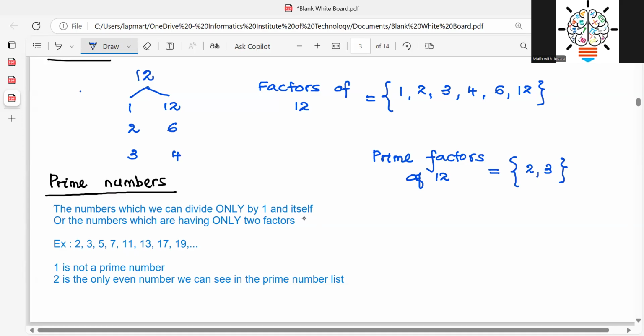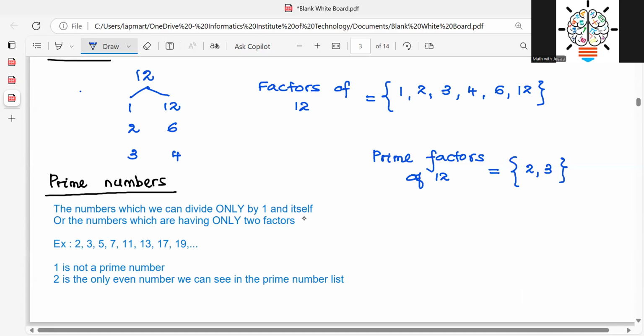So if they ask you to write factors of 12, you create the tree like this: 1 times 12, 2 times 6, 3 times 4, and you write down all the numbers in ascending order: 1, 2, 3, 4, 6, 12.